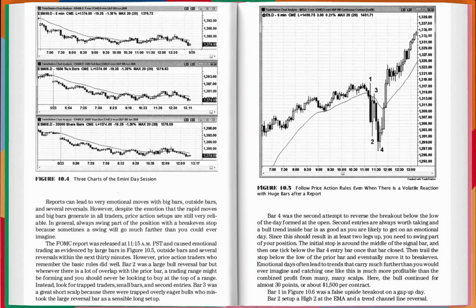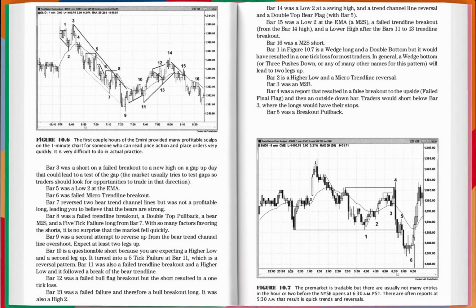Bar 1 in figure 10.6 was a false upside breakout on a gap-up day. Bar 2 set up a high 2 at the EMA and a trend channel line reversal. Bar 3 was a short on a failed breakout to a new high on a gap-up day that could lead to a test of the gap. The market usually tries to test gaps, so traders should look for opportunities to trade in that direction. Bar 5 was a low 2 at the EMA. Bar 6 was a failed micro trendline breakout.